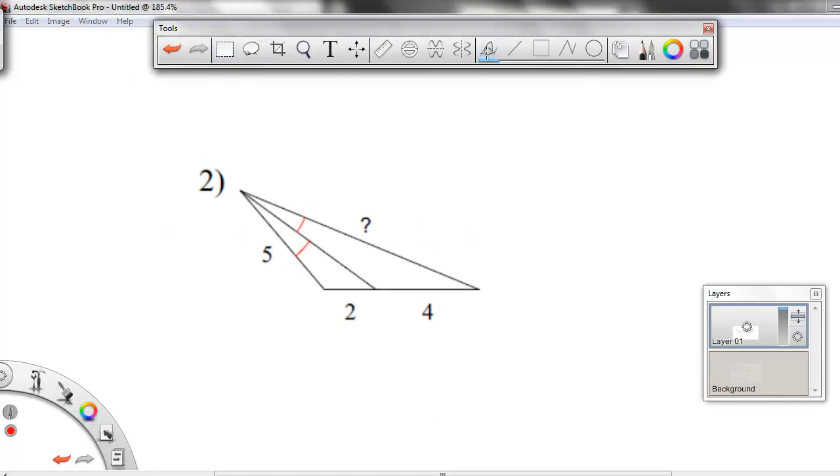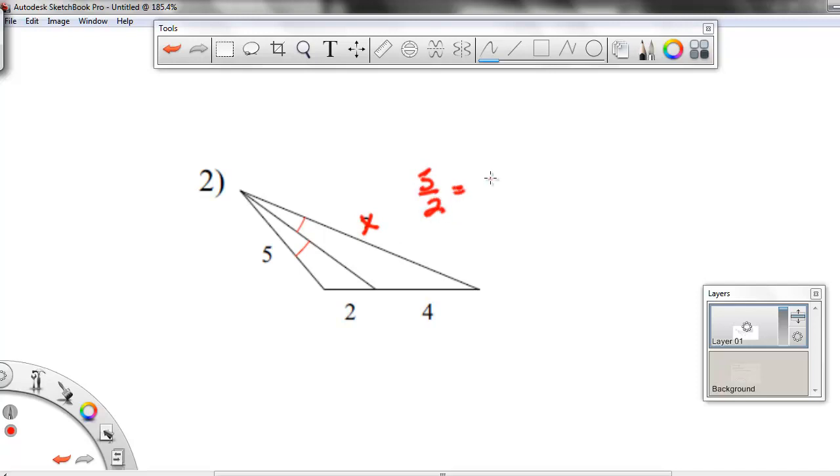Problem number 2 is of the same type, where you have a triangle cut by an angle bisector. This means that the 5 will be our numerator, the 2 will be a denominator. Our x that we're trying to find will be a numerator and the 4 a denominator. This means I'll have 5 over 2 equals x over 4. Now go ahead and solve that, and you should have that one done.